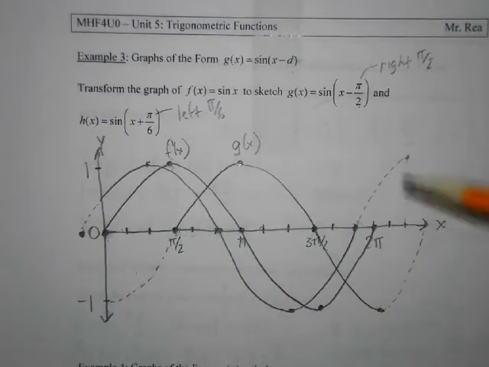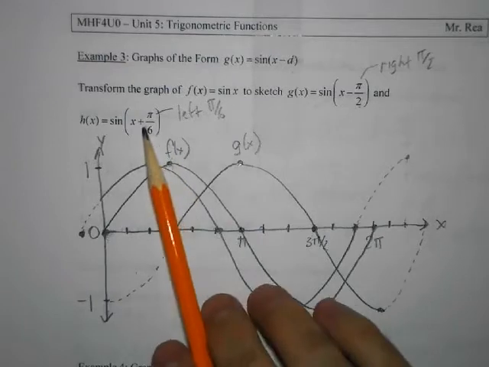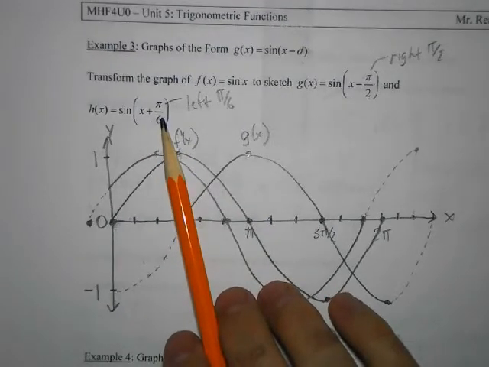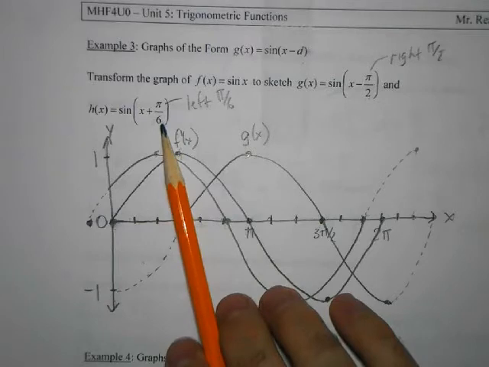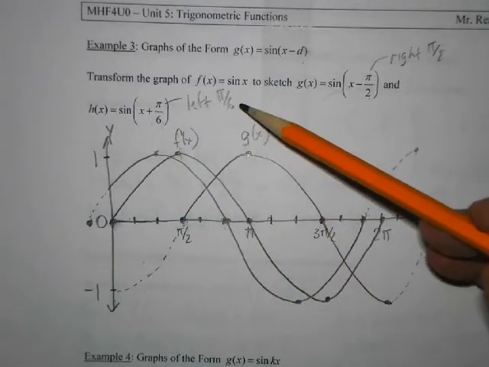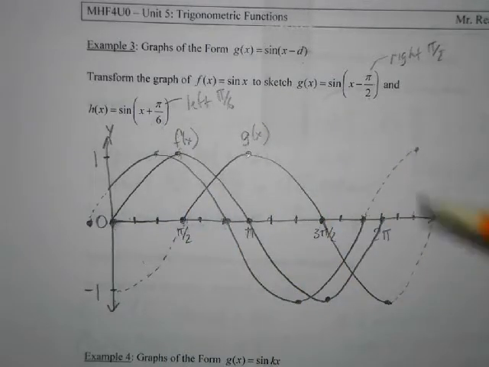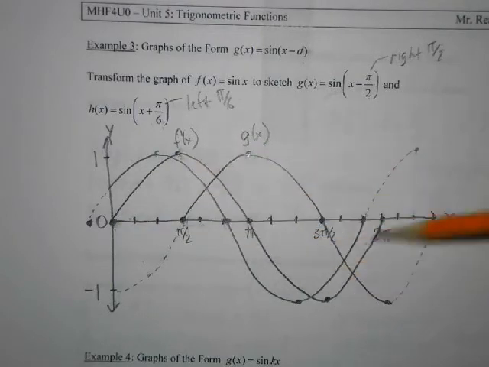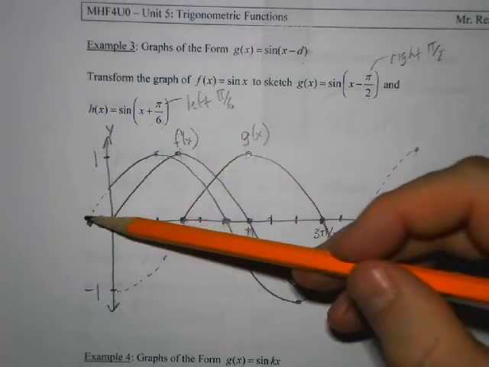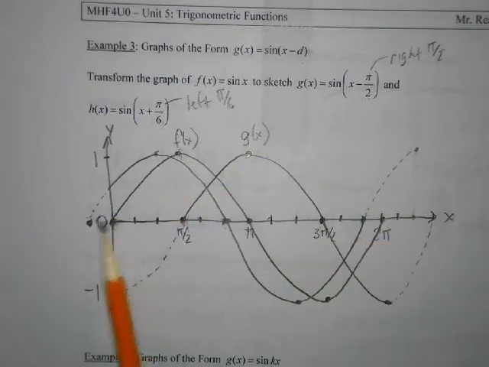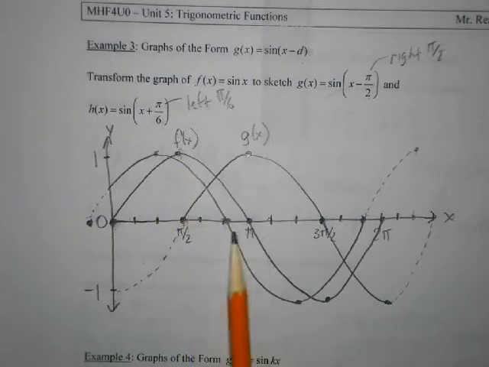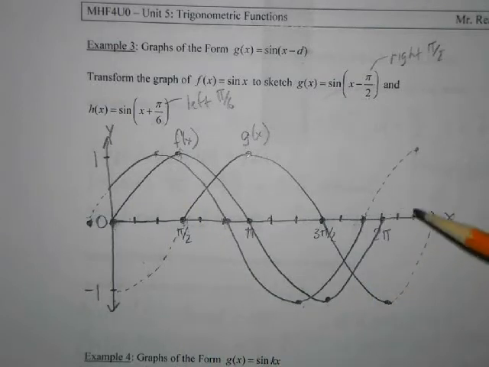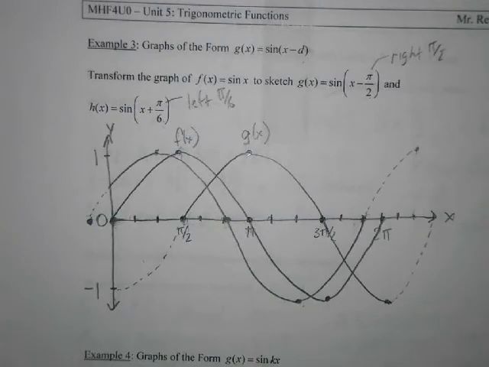Then the other graph, sine of x plus pi by 6, means d is negative pi by 6, which means you're moving the graph left pi by 6. Again, I start with my original graph f of x, and I take each point and shift it pi by 6 to the left. So this point went here, this point here, this one here, and then you just join it together. Try to extend it if you can on both ends.